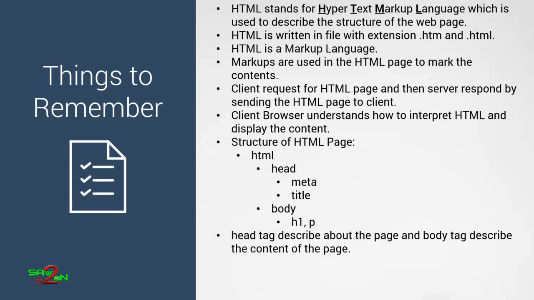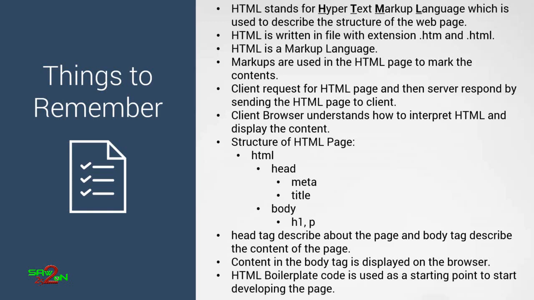And we talked about the head tag. Head tag describes the page and the body tag describes the content of the page. Content in the body is actually displayed on the browser, and all the content that you write in the head tag is not visible on the browser. Then we talked about HTML boilerplate code, which is used as a starting point to start developing the page. Actually, we have created our own boilerplate code and then we have used it for our examples as well.